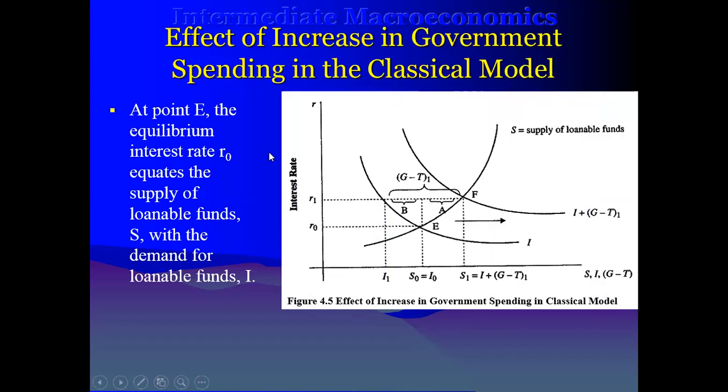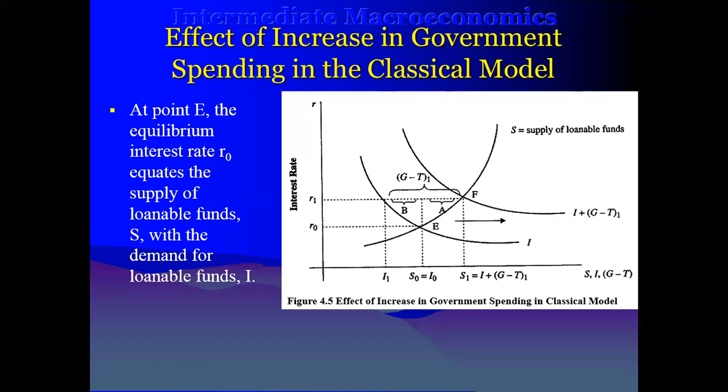These are the curves I'm saying you should really be familiar with, because we need them a lot. Now let's start from E, the initial equilibrium. So investment is equal to savings, even before the introduction of the bond-financed government deficit. Now government has increased spending, so G minus T has increased. So now this is going to be the new demand for loanable funds, and this will be our equilibrium.